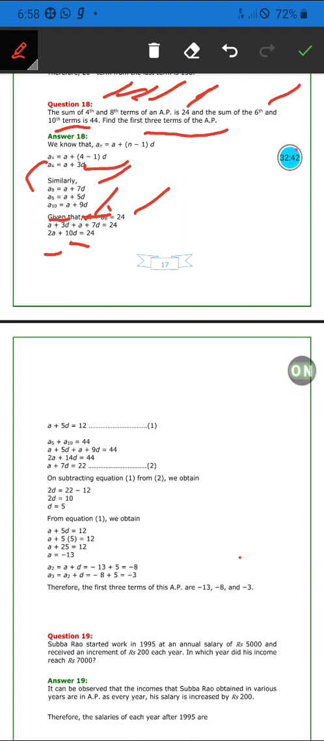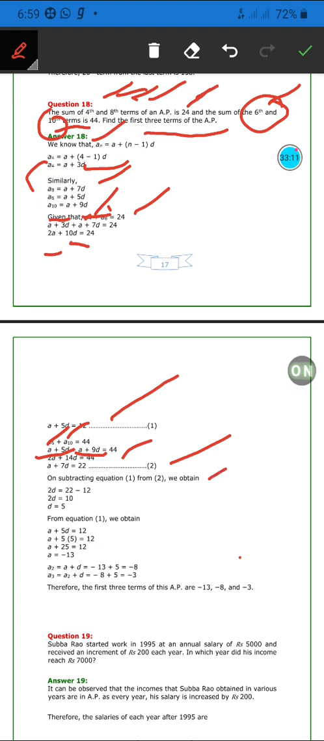That is the first equation. Next, in the question, the 6th term and 10th term, the sum of these two becomes 44. So what is A6? A6 means A plus 5D. A10 is A plus 9D. The sum of these two is equal to 44. By simplifying this, A plus 7D equal to 22. So this is the second equation. Subtract the first and second equation, we get D as 5.